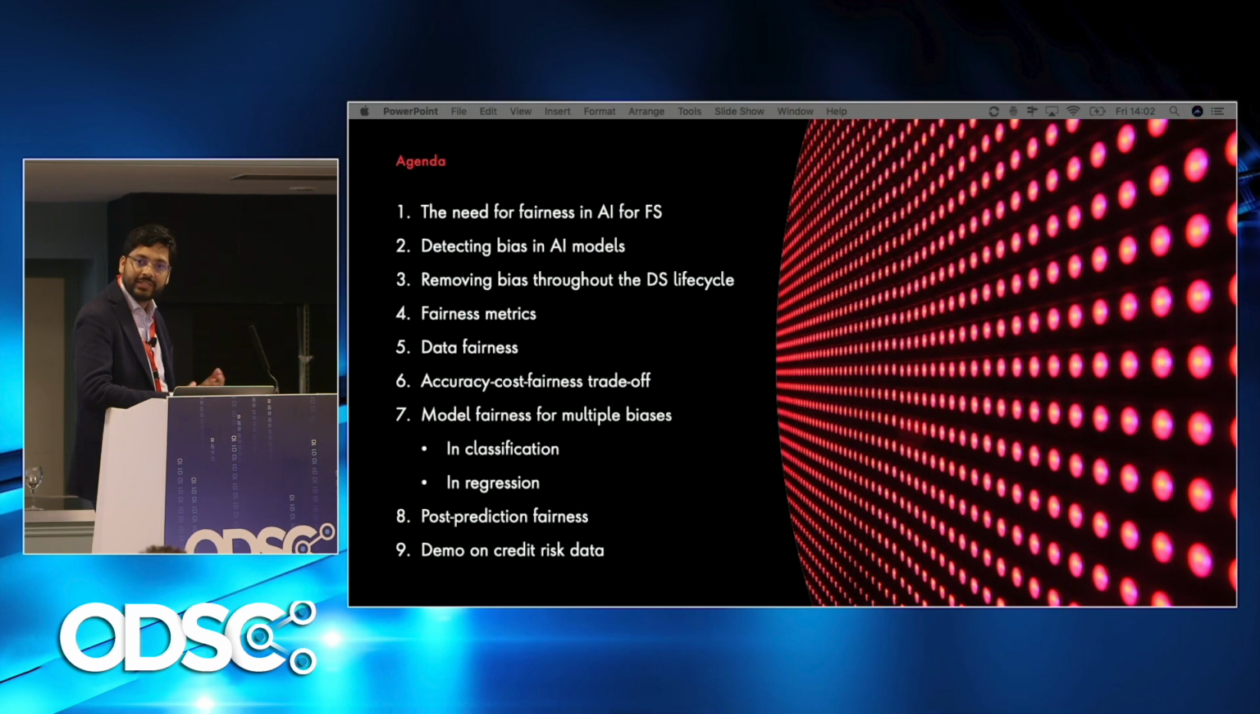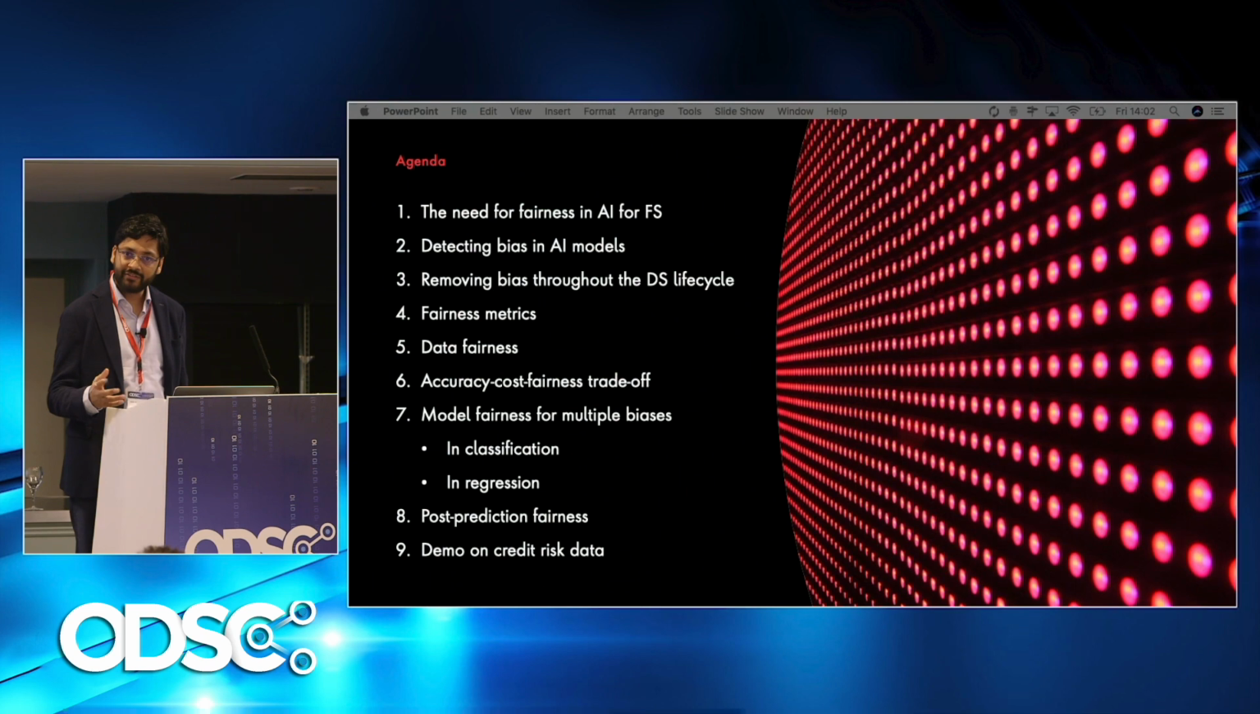So the main thing is, how do you detect bias? Then removing bias throughout the data science lifecycle. We understand what a data science lifecycle is, from data ingestion to prediction. Then fairness metrics. How would you measure and quantify fairness, and how do you ensure that your algorithm, data, and prediction are fair based on various mathematical definitions of fairness?